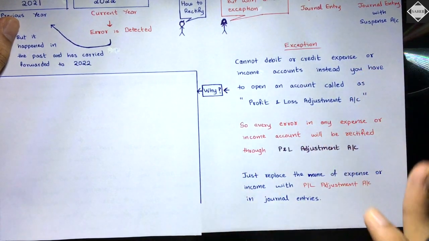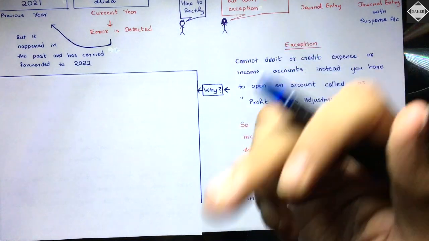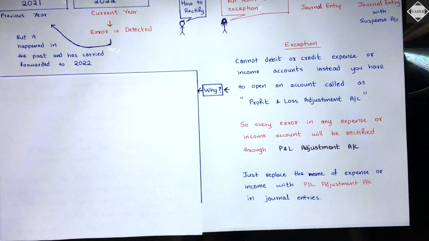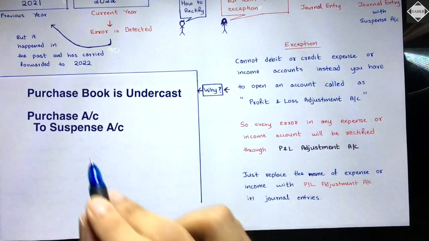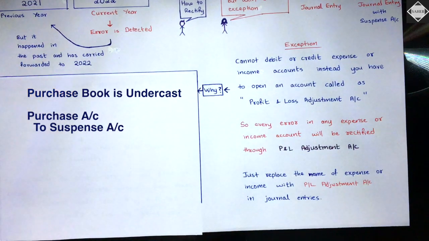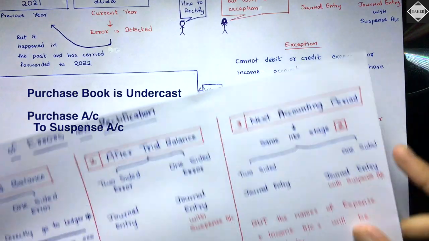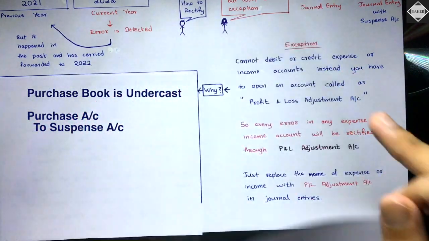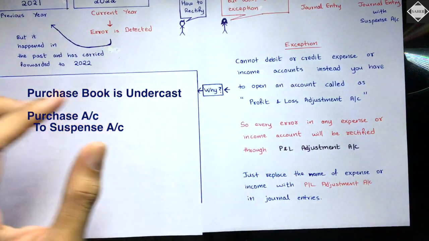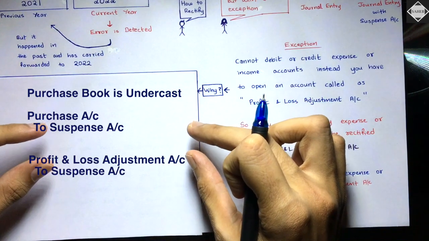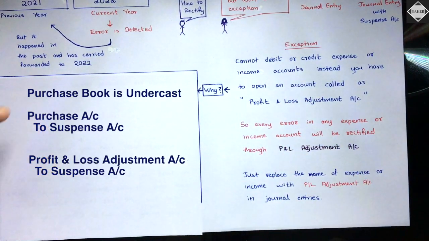For example, I will give you a simple example. Let's say the purchase book is undercasted. So what is the rectification entry? You all know. We have to increase the purchase account, so debit the purchase account, credit the suspense account. That's a rectification. But now in this case, in this third stage, in the next accounting period, you have to follow that exception. You will not debit the purchase account; you will debit profit and loss adjustment account, credit suspense account. Profit and loss adjustment account debit to suspense account. Is that clear? This way you have to follow the exception.